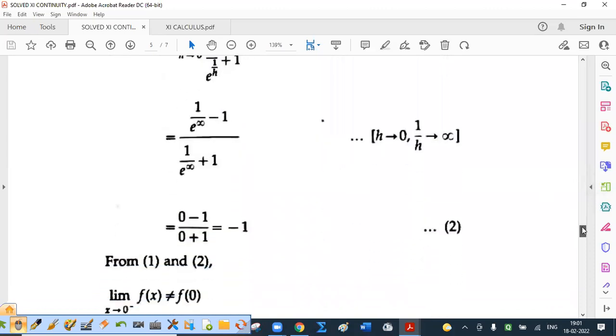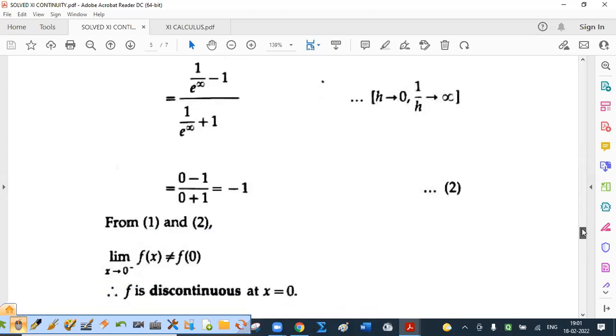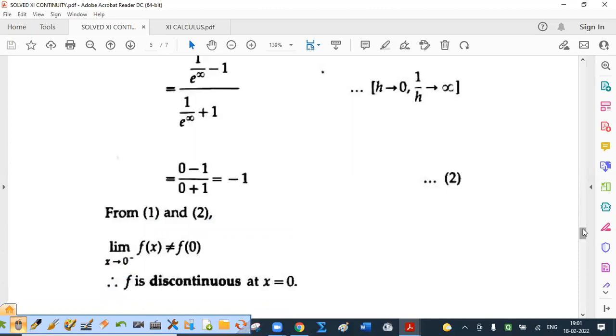Now from 1 and 2, limit x tends to 0 minus f of x is not equal to f of 0. See, we are just asked to examine the continuity. So there is no need to find the right hand limit. We just say that limit x tends to 0 minus f of x is not f of 0. So function is discontinuous at x equal to 0.